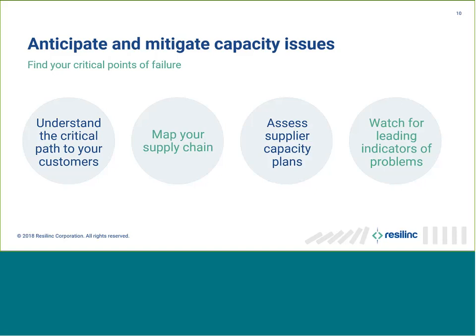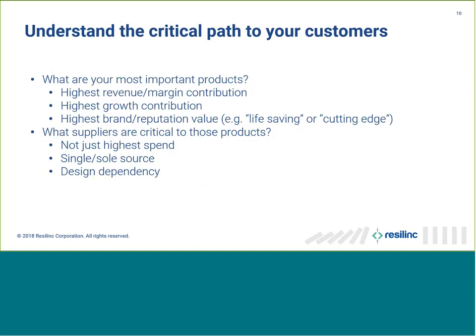Assessing supplier capacity plans on a very micro level, so looking at your suppliers and understanding what their plans are to increase or adjust capacity as things change, and then watching for leading indicators of problems. So not just waiting for a supplier to short you, but making sure that you're keeping an eye on certain trends in your supply base to make sure that you get ahead of shortages and do the right things to mitigate those issues.